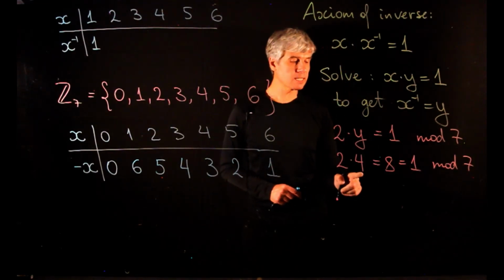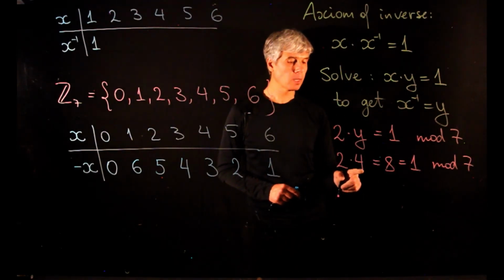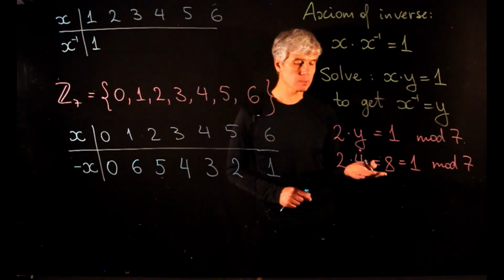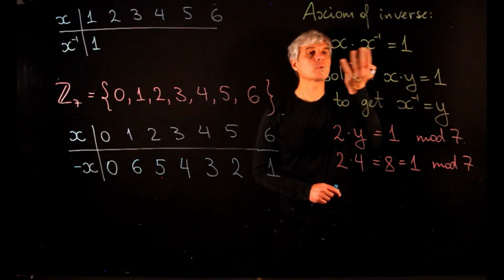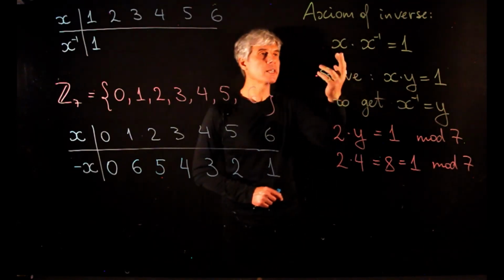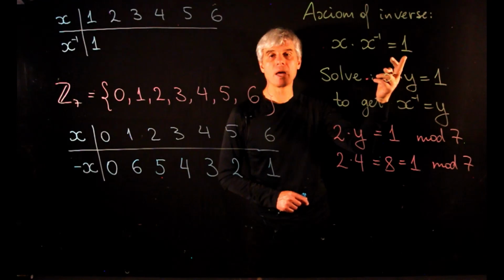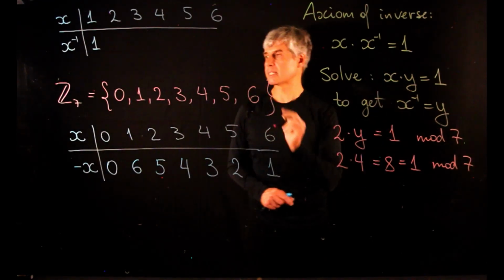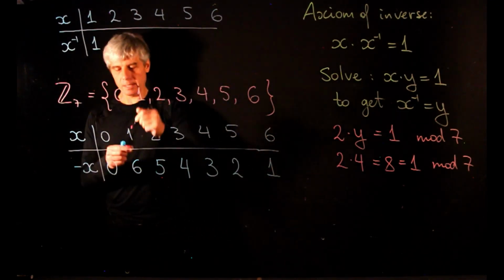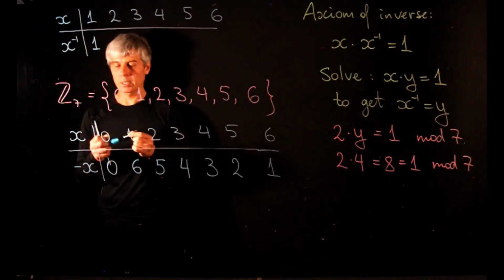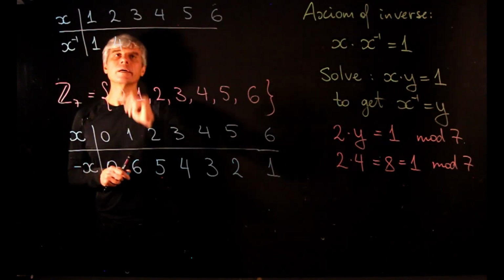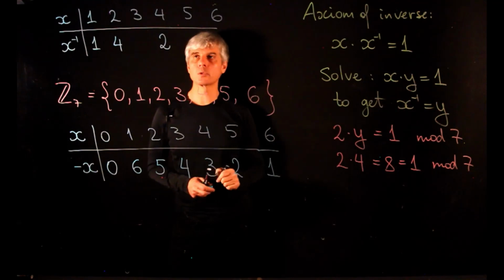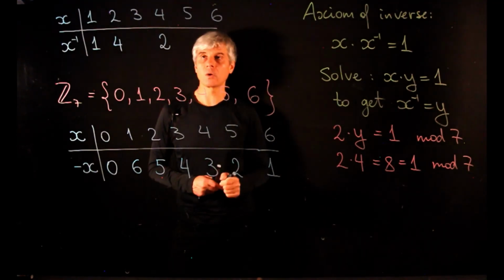So this tells us that 4 is the inverse of 2, because this is precisely the defining property of an inverse. A number and its inverse multiply to 1. And here we have 2 times 4 is equal to 1 in Z7. So this tells us that the inverse of 2 is equal to 4. And the inverse of 4 is equal to 2, because 4 times 2 is also equal to 1.